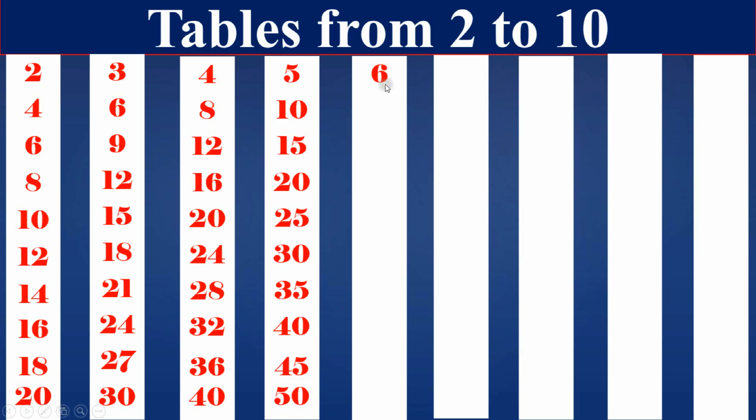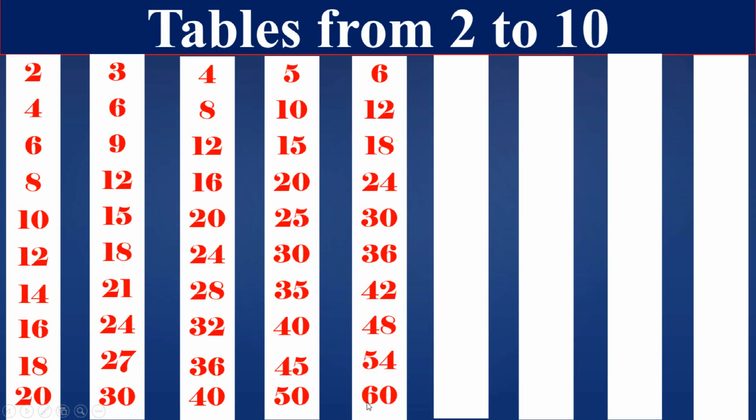6 times 1 is 6. 6 times 2s are 12. 6 times 3s are 18. 6 times 4s are 24. 6 times 5s are 30. 6 times 6 are 36. 6 times 7s are 42. 6 times 8s are 48. 6 times 9s are 54. 6 times 10s are 60.